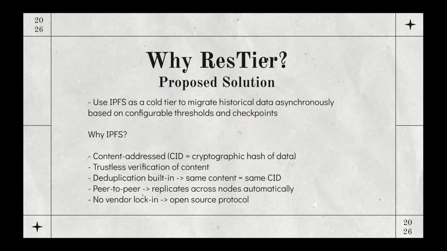The next part is the proposed solution. ResTier addresses this by introducing IPFS as a cold tier for archival data and migrating key-value pairs asynchronously based on configurable checkpoints. And why IPFS? IPFS is a natural fit here. It uses a content addressing model, and that gives us trustless verification, built-in deduplication, and no vendor lock-in. It's an open source protocol, and since the data is mathematically verified, it works on the same philosophies that ResilientDB works.